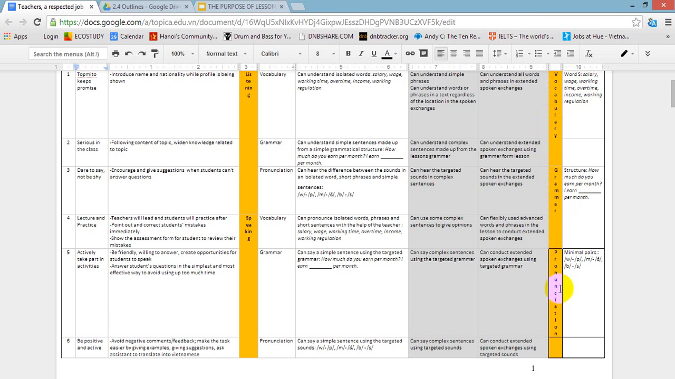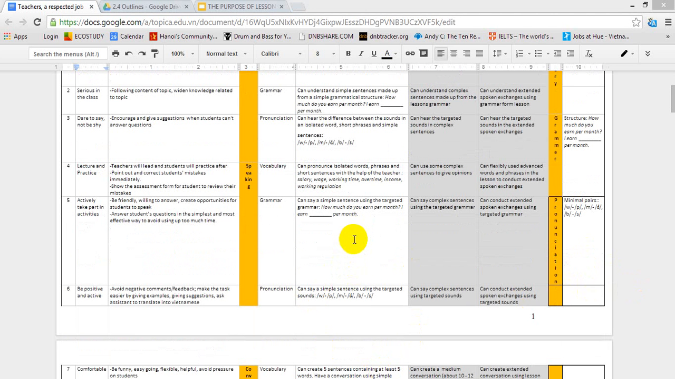So for example, for the vocabulary, they need to make sure that the students understand the 6 new words. In the grammar part, they need to make sure the students understand the grammar structure of the day. And finally, pronunciation: they need to make sure that they can listen to, understand and pronounce the minimal pairs themselves, so the contrasting sounds.